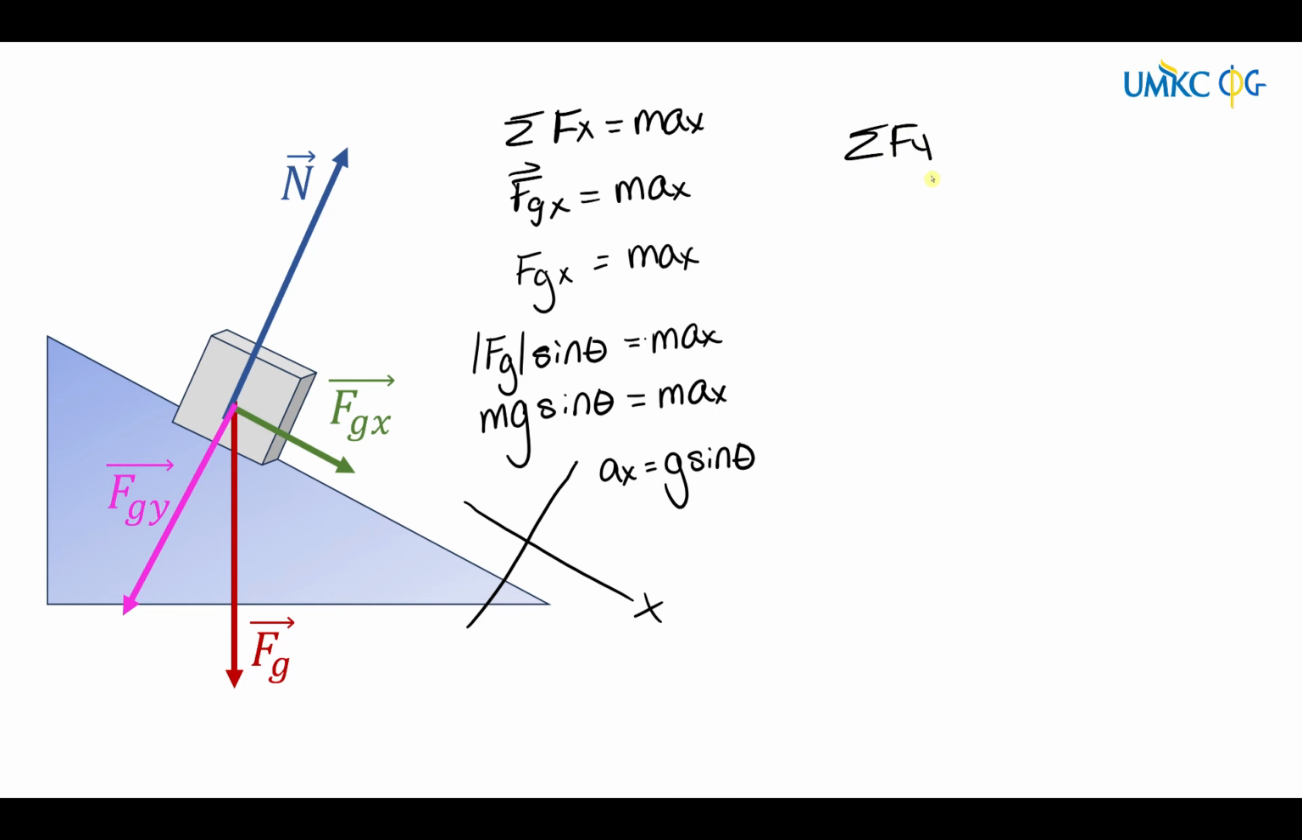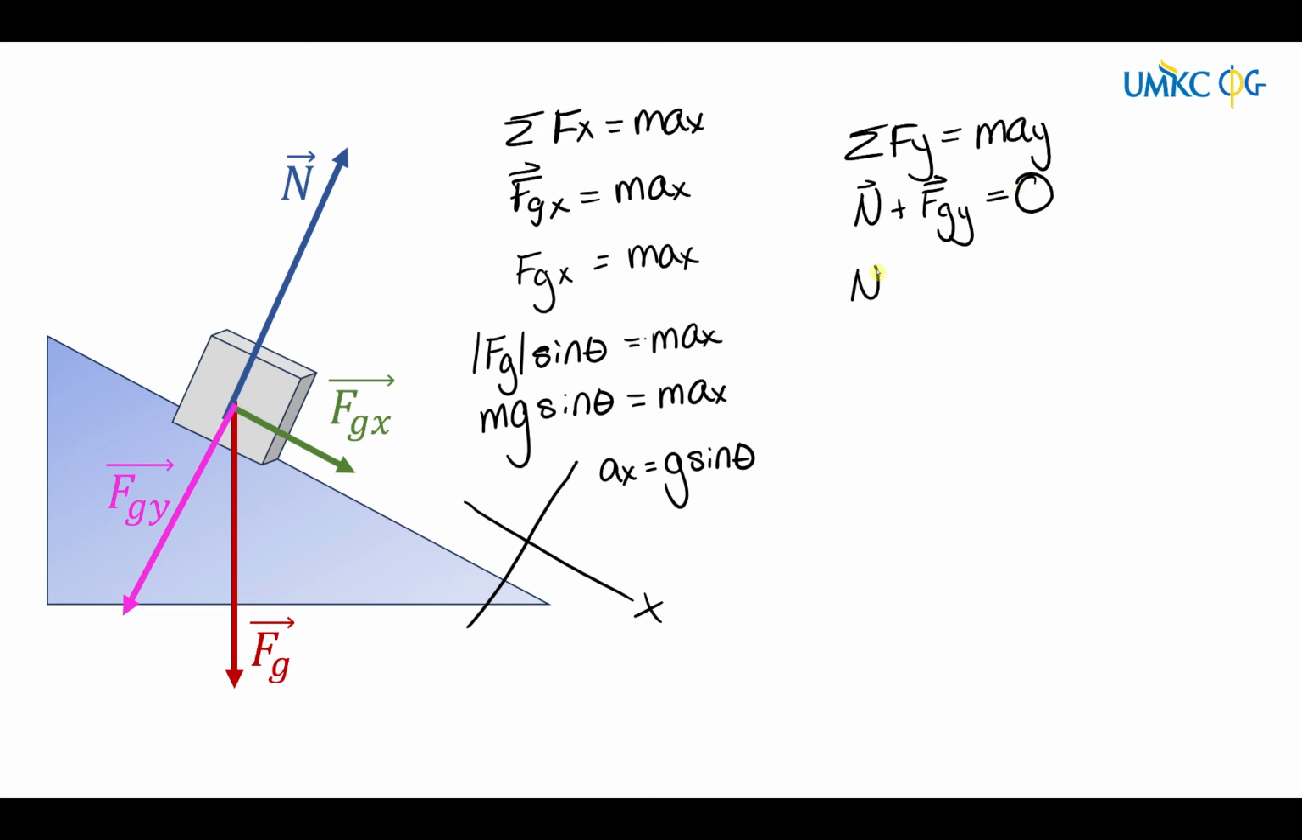Well, my summation of forces in the y direction is equal to mass times acceleration in the y direction. I have two forces in the y direction: my normal force and my force of gravity in the y direction. But this has to be in equilibrium. If we think about an actual physical block on an inclined plane, this block is not going to levitate up off of the inclined plane. It is not going to sink back down into the inclined plane. So there is no acceleration in the y direction.